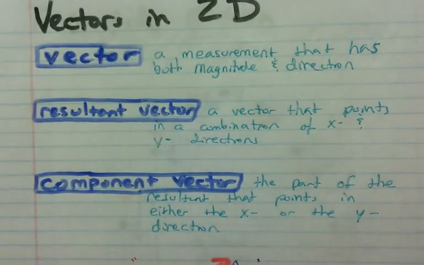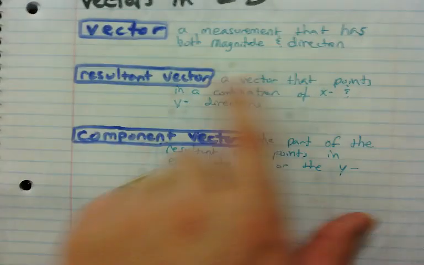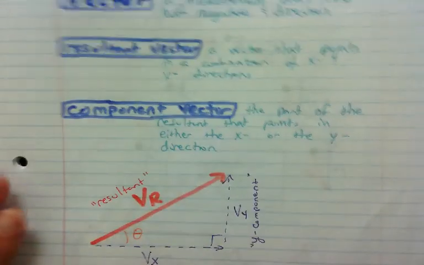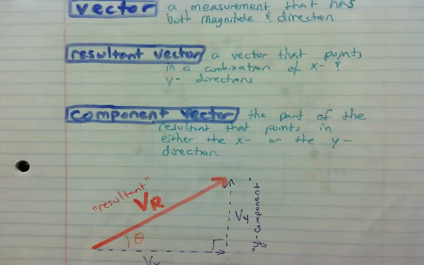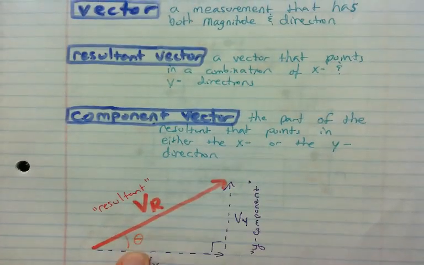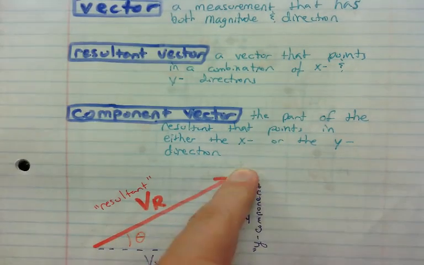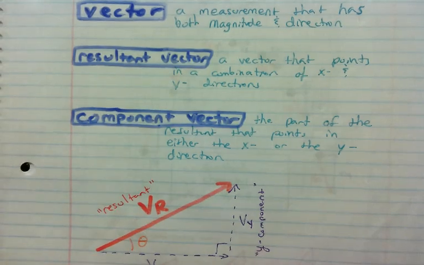So before break, we started with the idea that a vector, which is a measurement that has magnitude and direction, when you're in two dimensions, it's a little bit more difficult than when you're in one dimension. We say the magnitude is how long the vector is, the direction is its angle. And then we call this vector that points in both the x and y direction a resultant. And we can break the resultant up into its x component and y components. So we talked about that first.